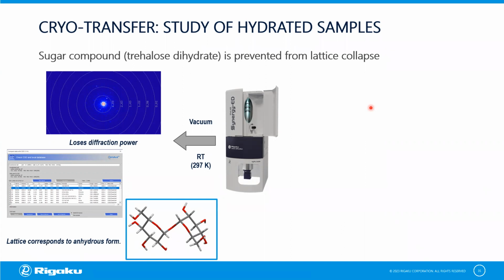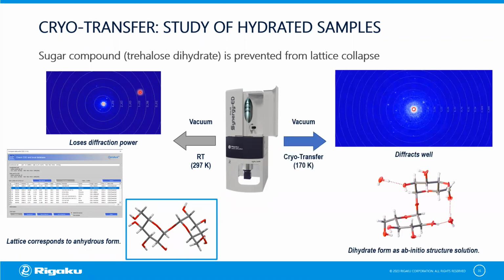We did first a measurement under high vacuum and room temperature, and we could see that it loses diffraction power. So as you can see here from the diffraction image, we didn't really get many diffraction spots. It was not enough to solve the structure itself, but it was enough to find the unit cell in the CSD by just checking it either in the web CSD or the local database. And it was the anhydrous form.